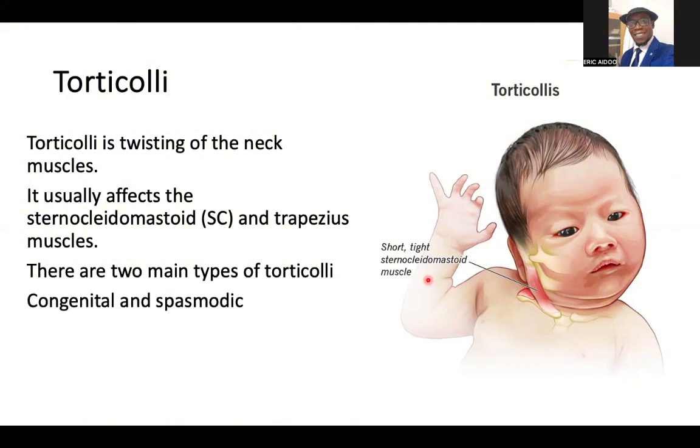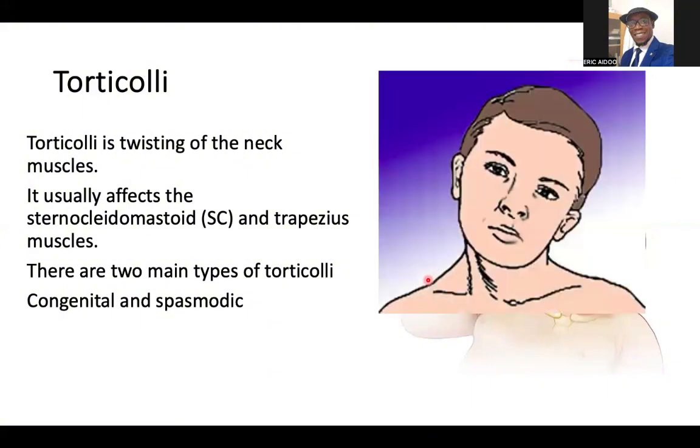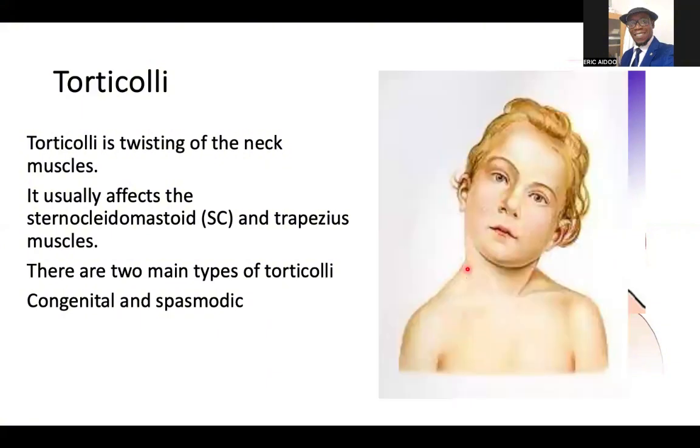So the spasmodic one occurs during adulthood, right? While the congenital ones occur before birth. And then just after birth or during birth, the one that occurs due to difficult delivery is the muscular torticollis. So as you can see, the head is tilted away from the affected side and the chin is directed towards the affected side. A similar one like that.